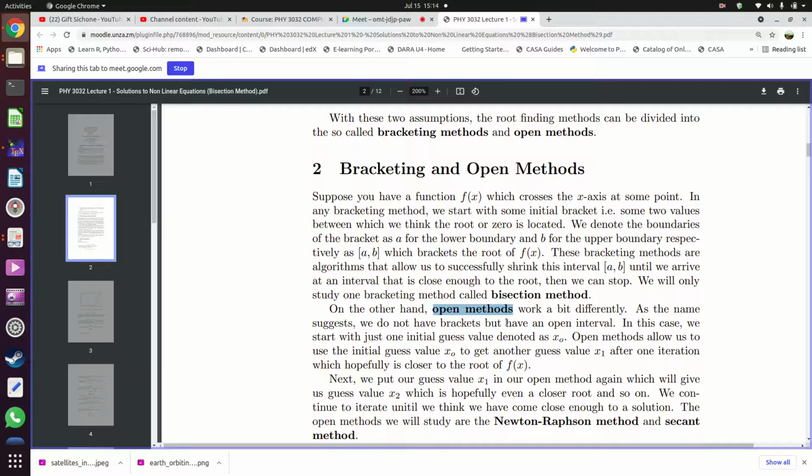When you choose a value of x, you denote that value as x naught. Then you put it in this open method, and the open method is going to spit out another value of x. This value of x, which you're going to call x1, is going to be closer to where the function cuts the x-axis. After you get your x1, it is not going to be the actual answer. You get this x1, you put it back.